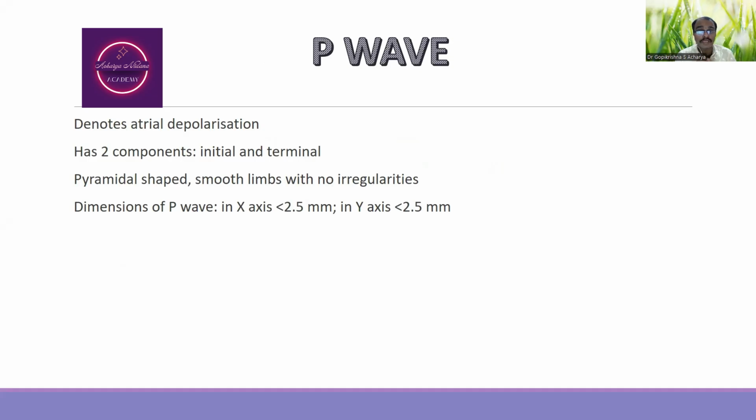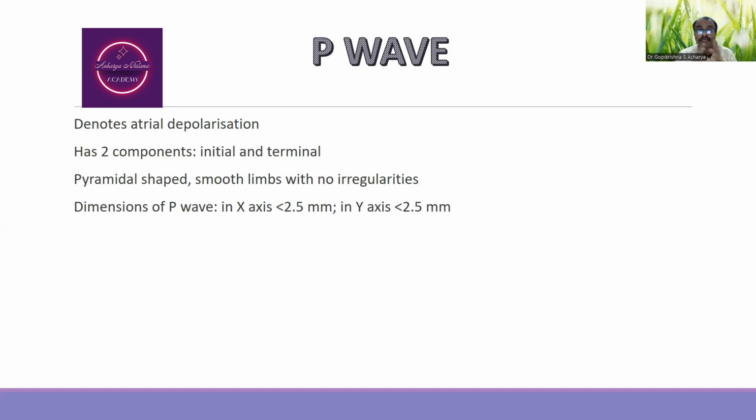Next, about the P wave. The P wave actually denotes atrial depolarization, as we discussed earlier. It has 2 components, initial component and terminal component. The initial component represents right atrial depolarization, whereas the terminal component represents left atrial depolarization.